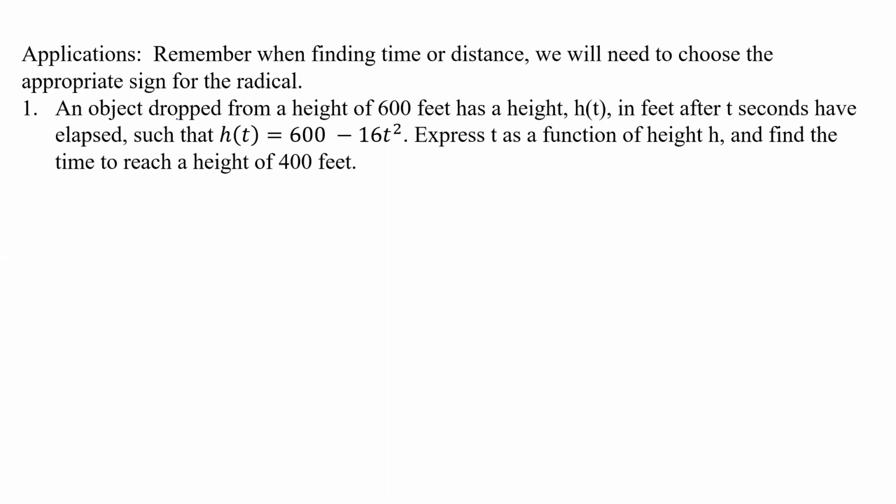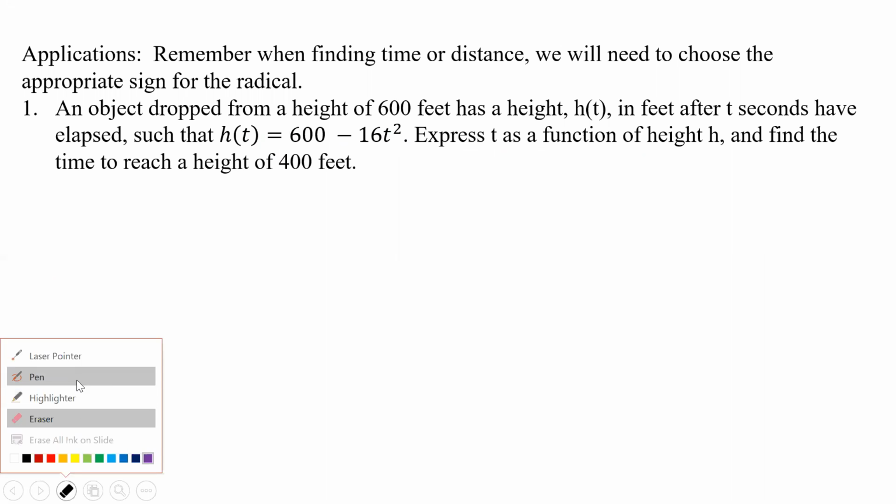All right, so we have an object dropped from a height of 600 feet, and that's going to be h(t) in feet after t seconds have elapsed. This is our function. Express t as a function of h. So we need to solve this for t and make it t(h) instead. I'm going to rewrite this with h and t, so we don't have to do too much different.